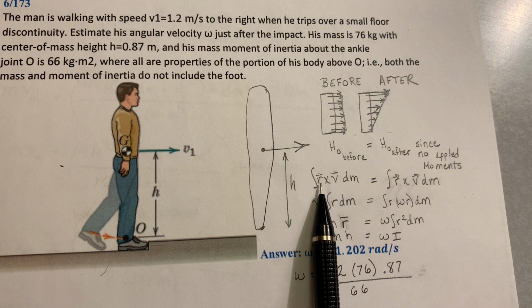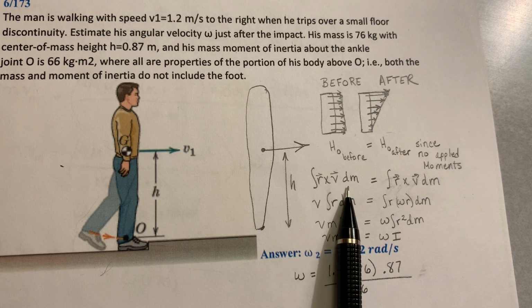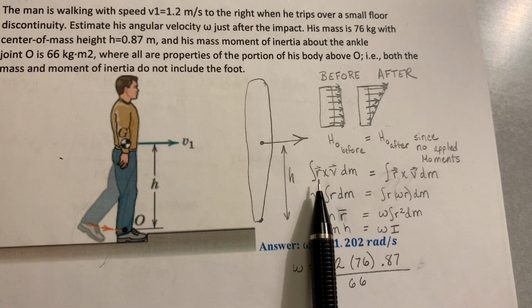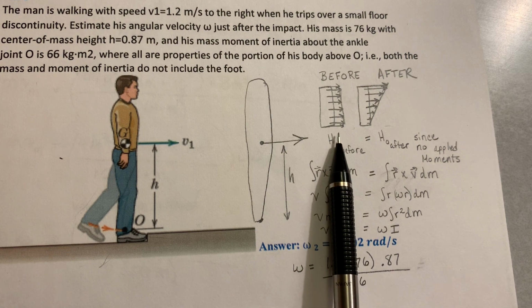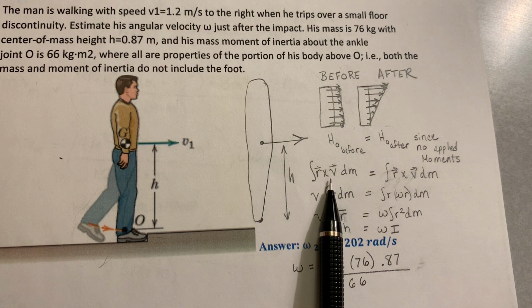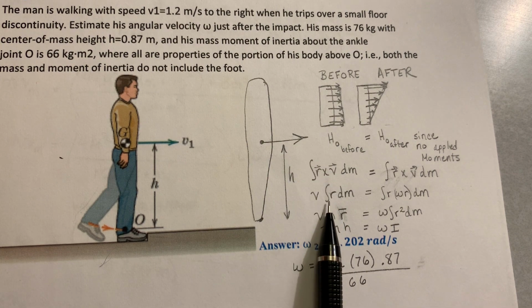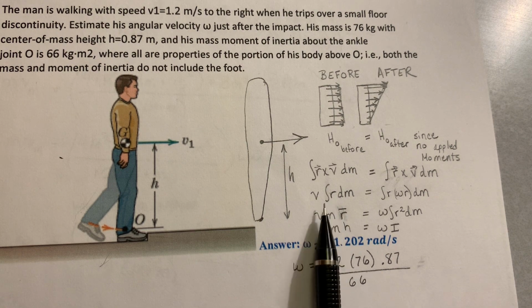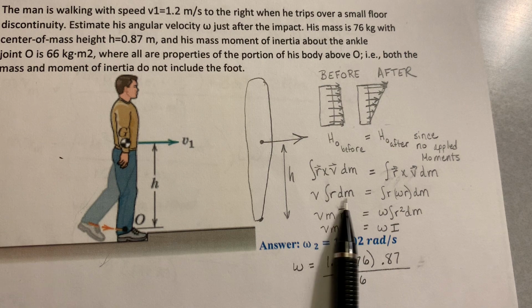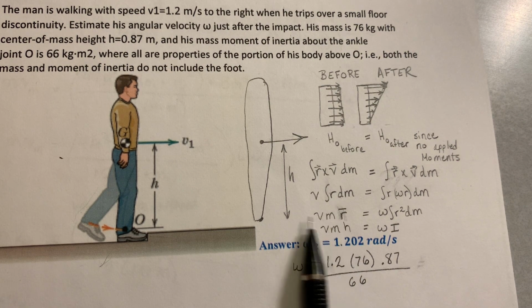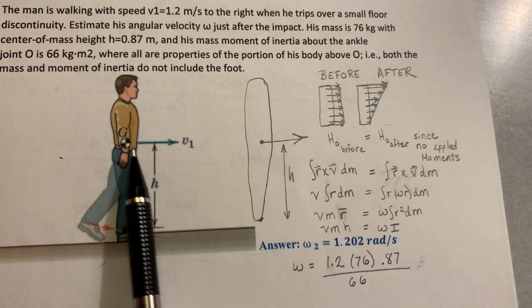So we can set those two equal together because there's no applied moments. And so now we're going to take this r crossed v for dm. And if we realize, oh, look, for the before case, the velocity is the same for every single r, which is really the heights here, then we will have v times the integral of r dm, which is just going to be the mass center in this direction, or the height, r bar.